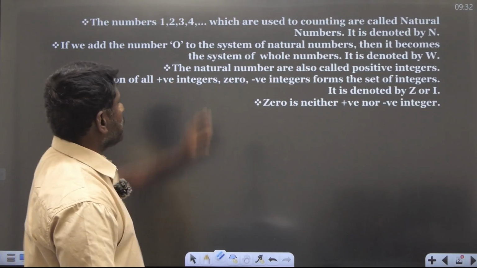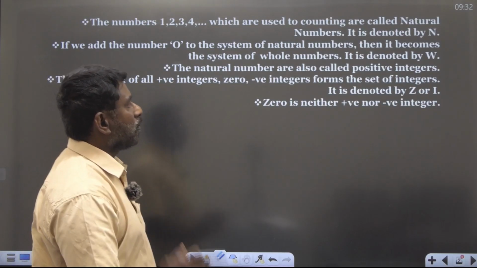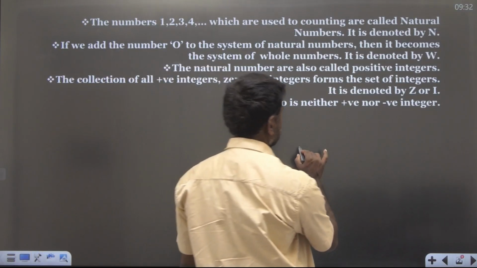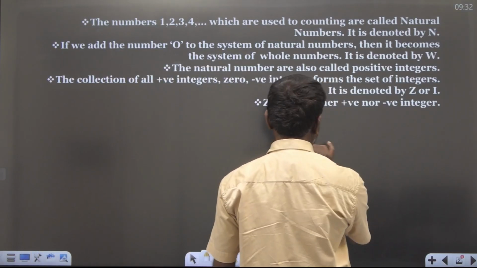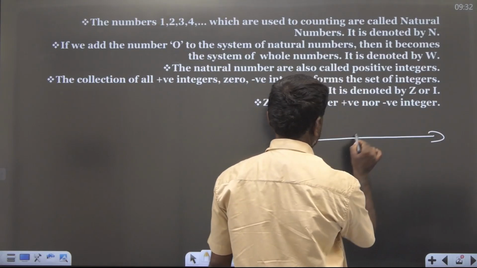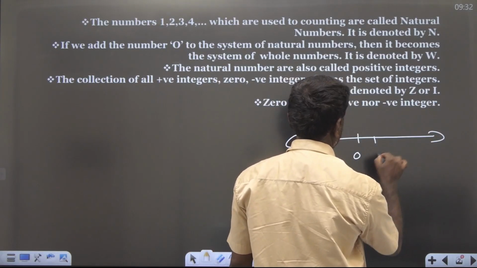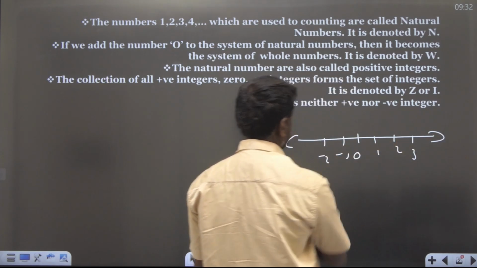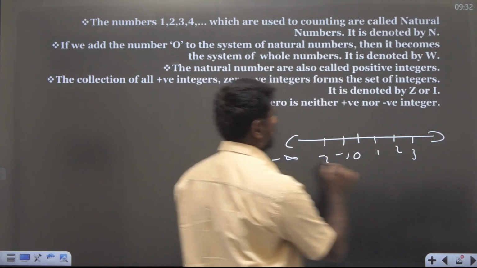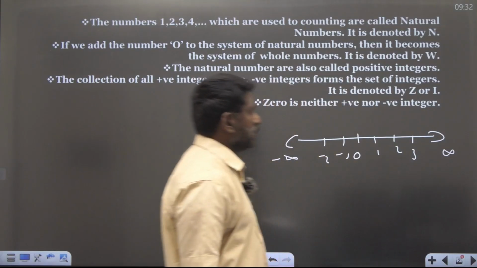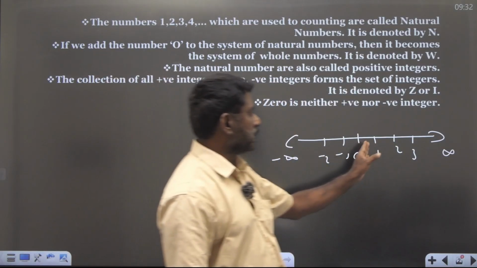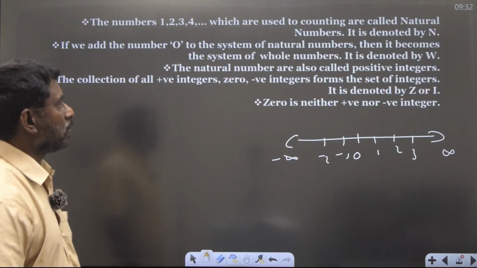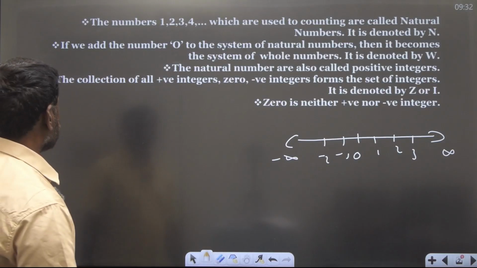The natural numbers are also called positive integers. What are positive integers? This is a number line: 0, 1, 2, 3, etc. Here it is minus 1, minus 2, etc. This is minus infinity. This is plus infinity. The natural numbers, that is starting from 1, 1, 2, 3, etc., are also called positive integers, right?